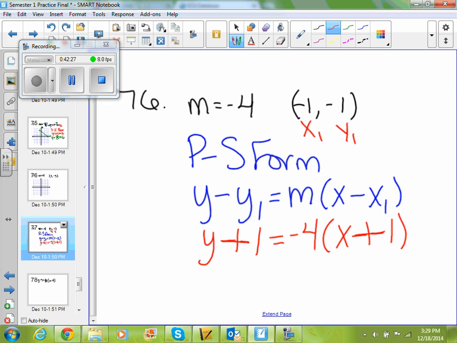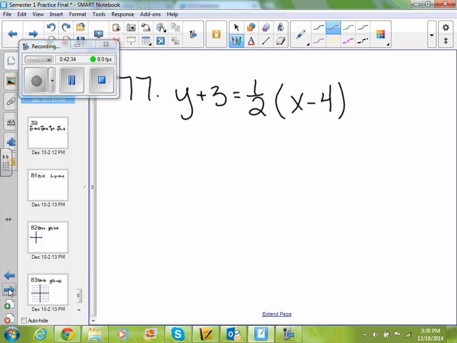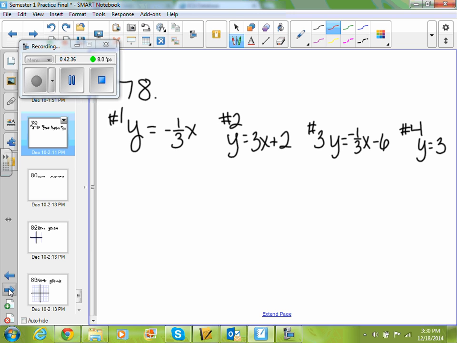So any questions on 76? Okay, so we'll go on to 78. On 78, it says identify which lines are parallel. What do we know about parallel slopes? They don't touch, okay? So if our lines are parallel, then we know that our slopes have to be the same. So we have the same slopes. That's what we know about the slopes of parallel lines.